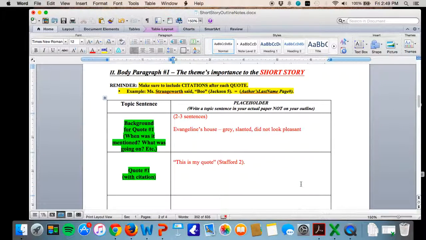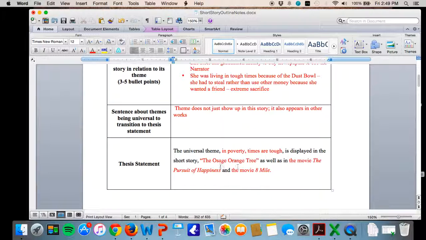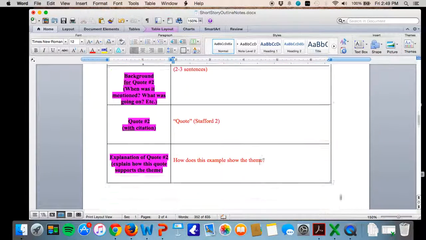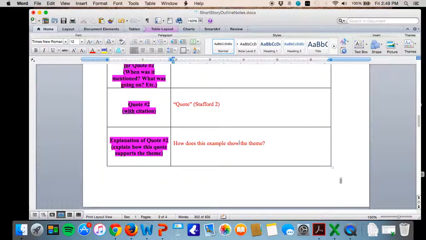We are going to explain and analyze the theme being present in the short story that is first listed in your thesis statement. Mine was the Osage Orange Tree. Now, the third body paragraph, and I'll delete some of this.